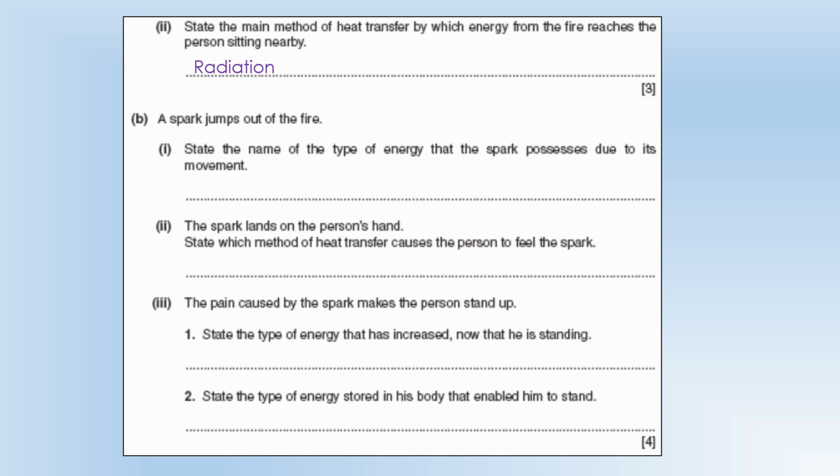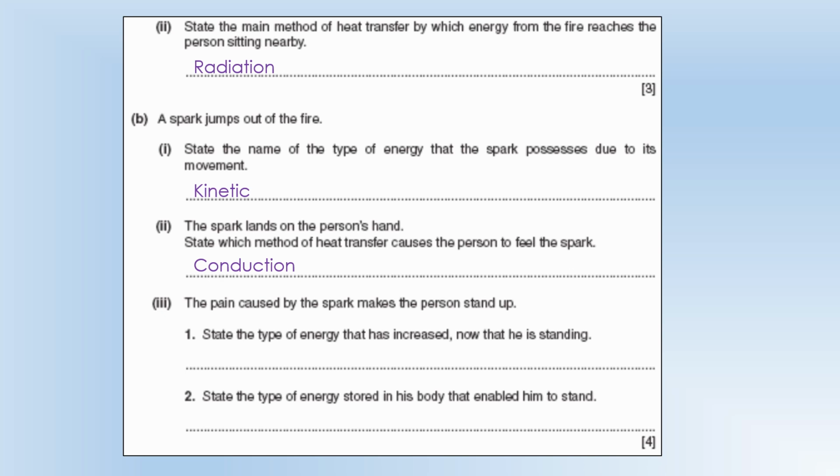A spark jumps out of the fire. State the name of the type of energy the spark possesses due to its movement: kinetic energy. The spark lands on a person's hand. State which method of heat transfer causes the person to feel the spark. That's conduction. When things are in contact with each other, conduction is the main energy transfer method.